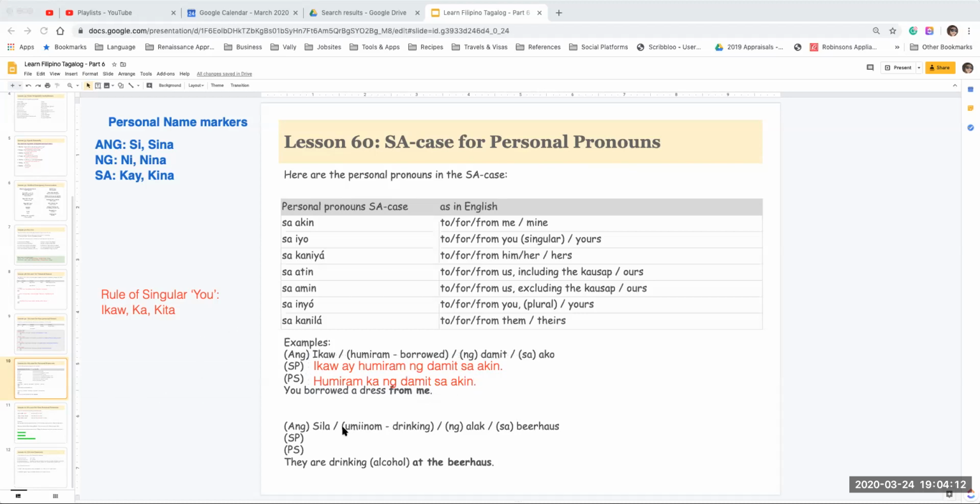All right, next. Sila umiinom, drinking, ng alak. Alak is, by the way, you have that translation at the bottom. When we say umiinom, we actually mean alak, unless you're drinking water, then you would have to clarify it's water. If I say umiinom ako ngayon, it means I'm drinking alcohol. It's understood it's alcohol. Okay.